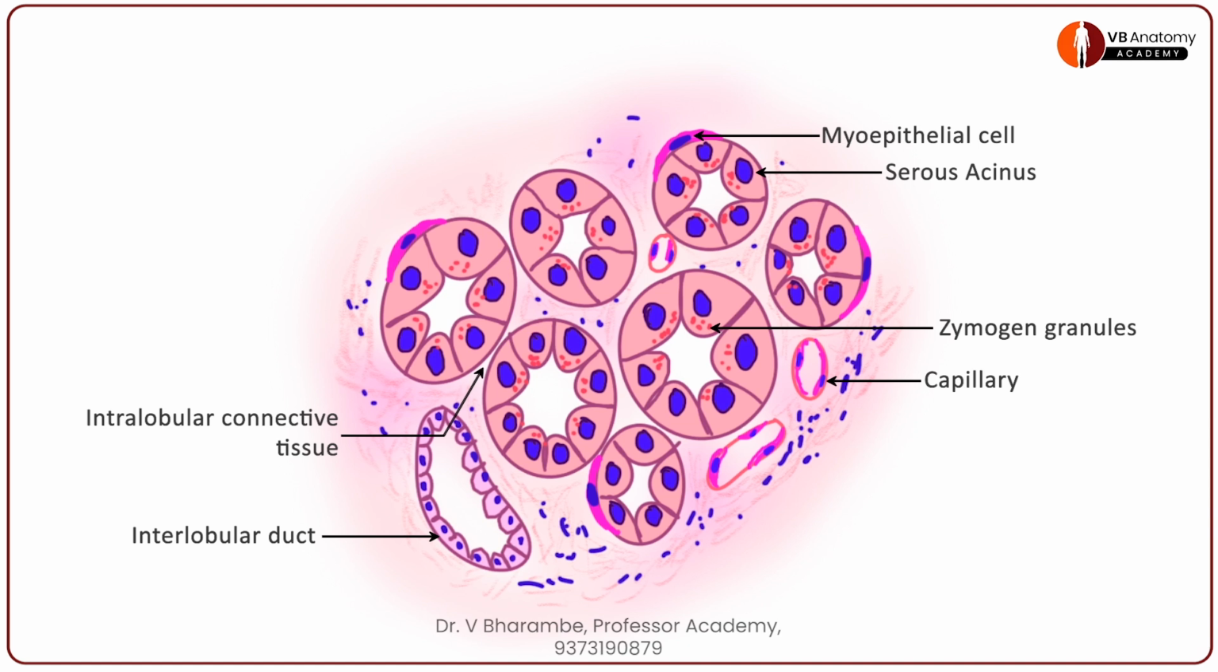So this is how, if you know how to draw a serous acinus, a mucous acinus with serous demilunes, myoepithelial cells and a few ducts, it's very easy for you to develop the diagrams of salivary gland.